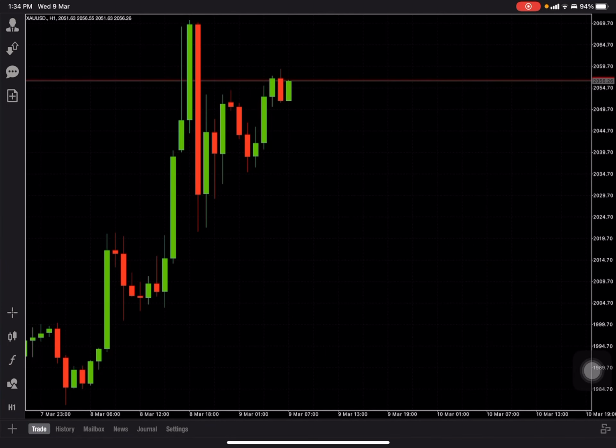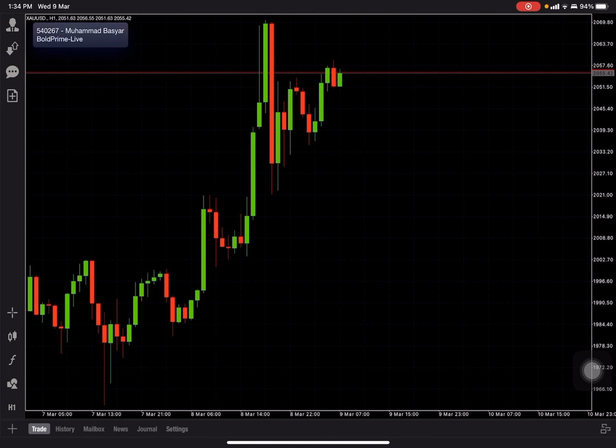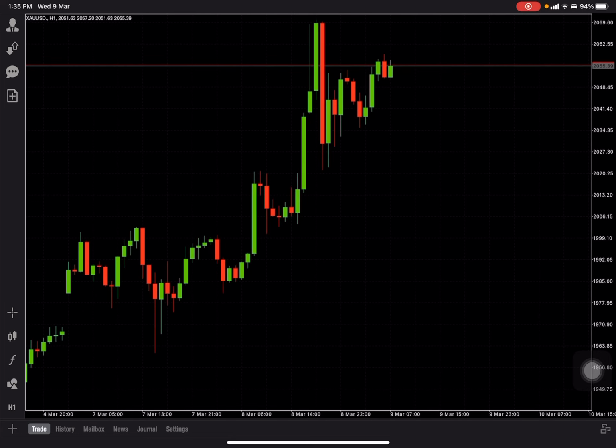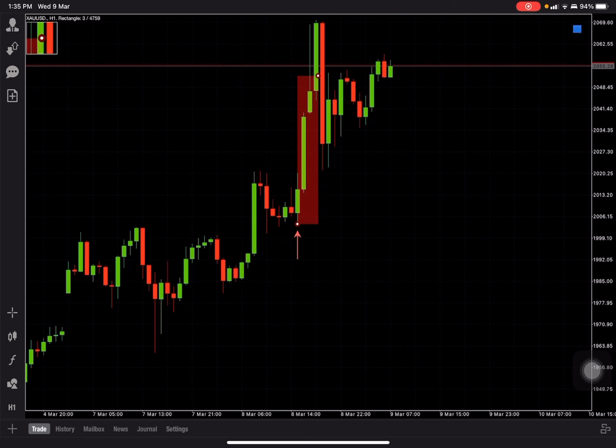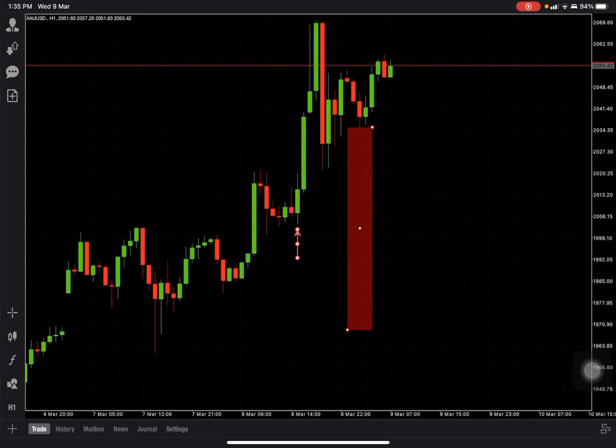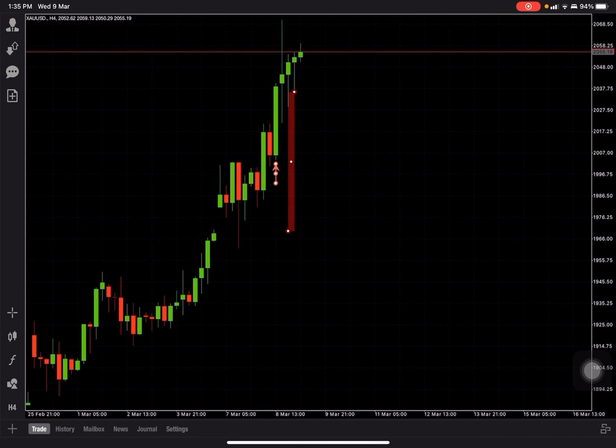Okay, yesterday I gave a buy trade call at here, and it went up 600 pips. So how do I find a buy setup here? Like I told you guys, first we must identify the support and the resistance in H4.